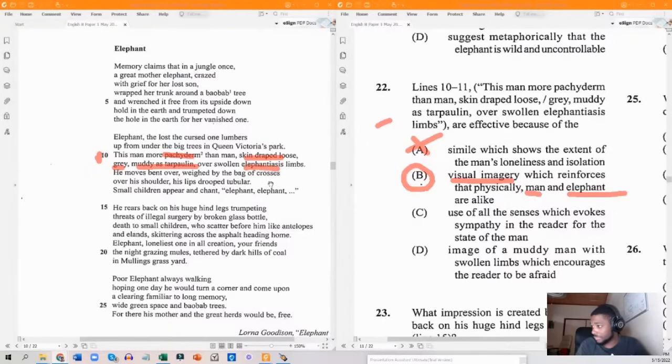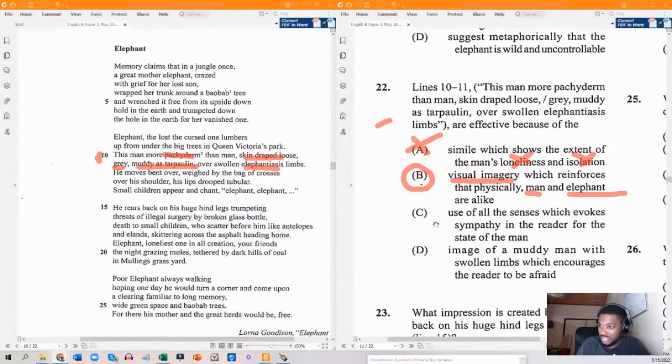Why can't it be A? Because there's no simile here. No simile. Oh, I'm sorry. Muddy as tarpaulin is a simile. But it does not show the loneliness and isolation. So my bad. There is a simile, but the simile is actually showing the comparison between the man and the elephant, not the isolation and loneliness.